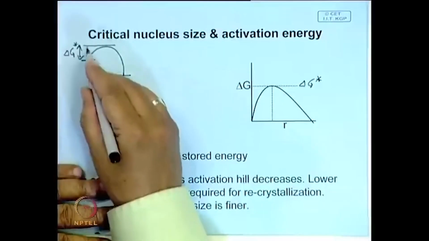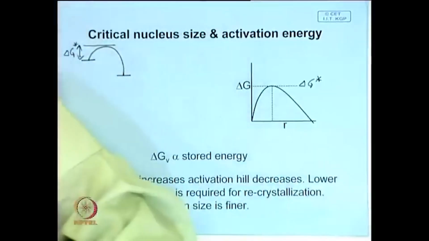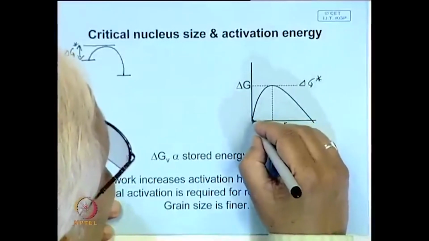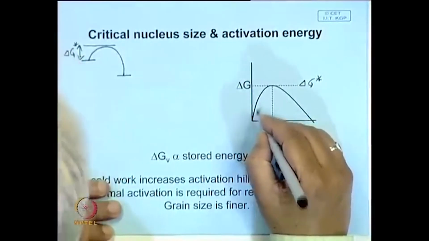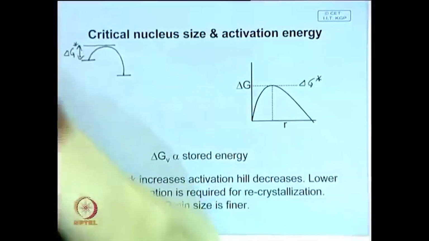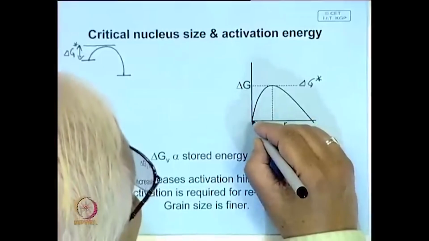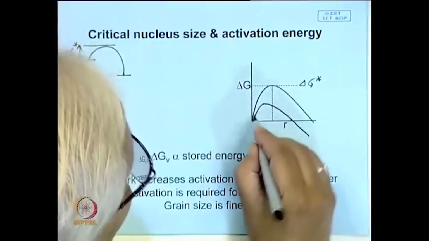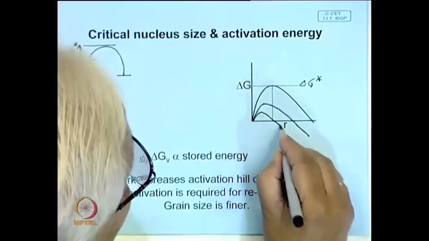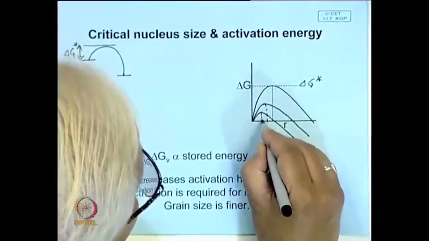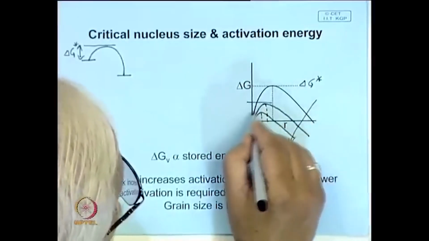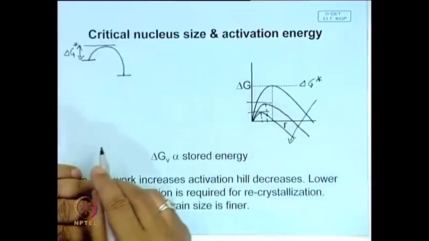Now, if you have more cold work, what happens? You can see from this diagram here, from the previous expression, this activation hill decreases. That means if you have more cold work, then the activation hill decreases, and the critical nucleus size also decreases. So, if you have increased cold work, it will be like this. You increase the cold work further, and this is the critical nucleus size. So, you increase the cold work, the activation hill comes down, and the critical nucleus size comes down.